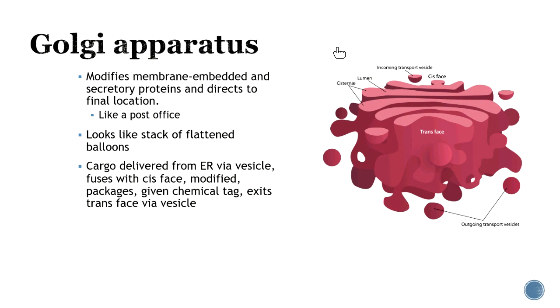So once a protein is made, either by the rough ER or by a ribosome, it'll be transported in a vesicle, which is like a little shipping container, and taken to the Golgi. It's going to fuse with Golgi in what we call the cis phase, and then as it goes through this, it's going to go through a series of modifications.